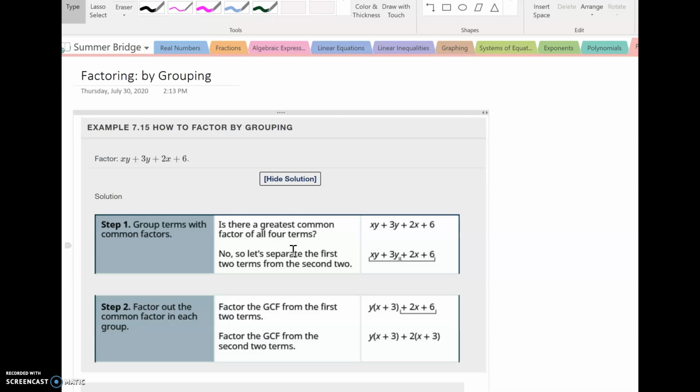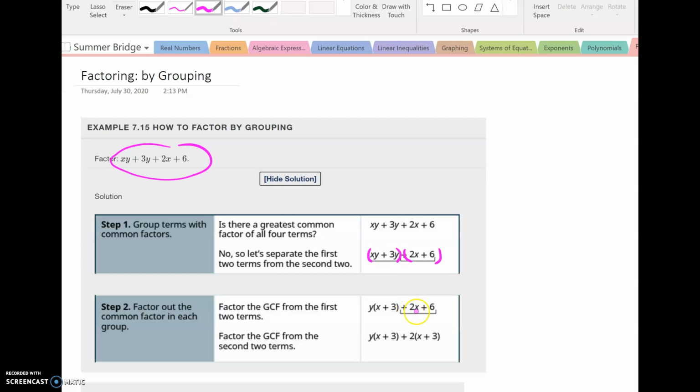Basically, you tend to have a 4-term polynomial, like the one given here, and you're going to group 2 terms together. So for example, you're going to group these 2 terms together and these 2 terms together. And what you're going to do is essentially factor out the greatest common factor in both. So if I take a look here, I have a y in both terms. So I'm going to factor out the y.